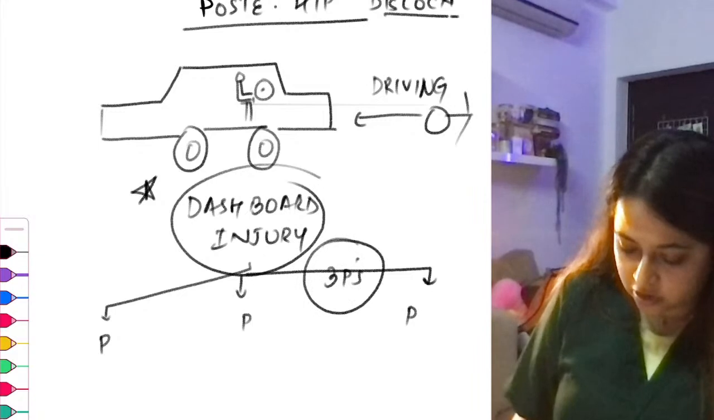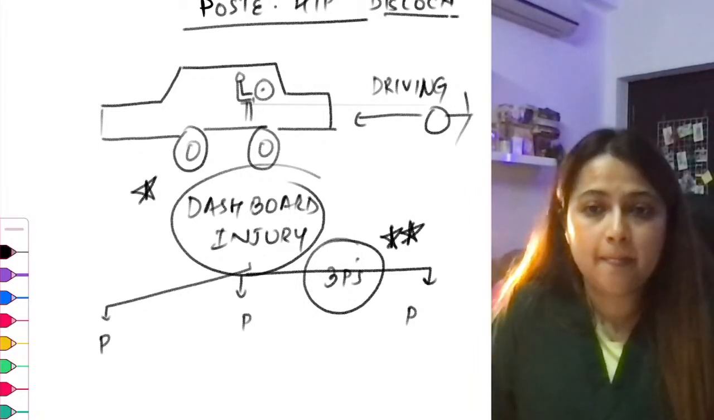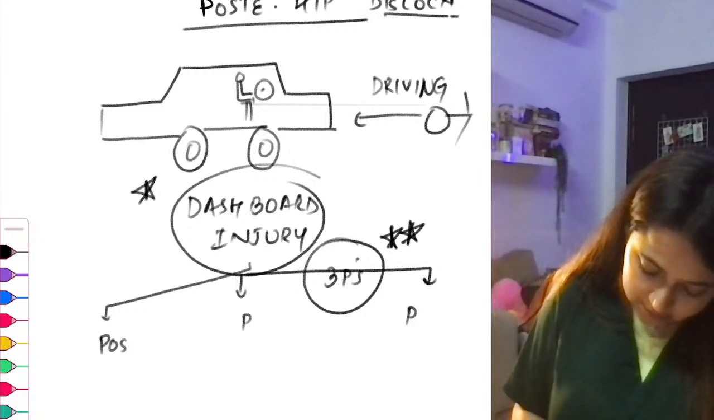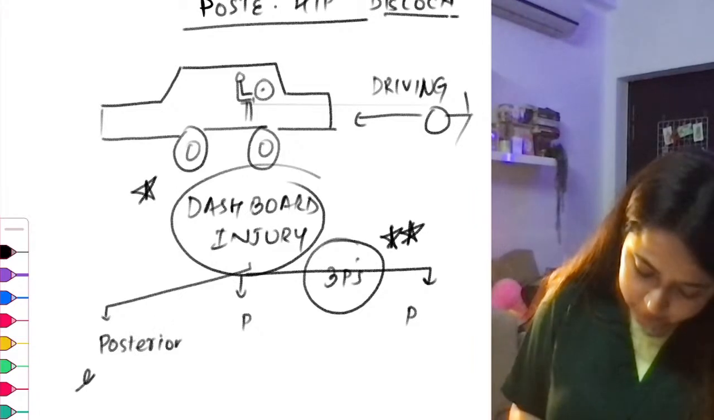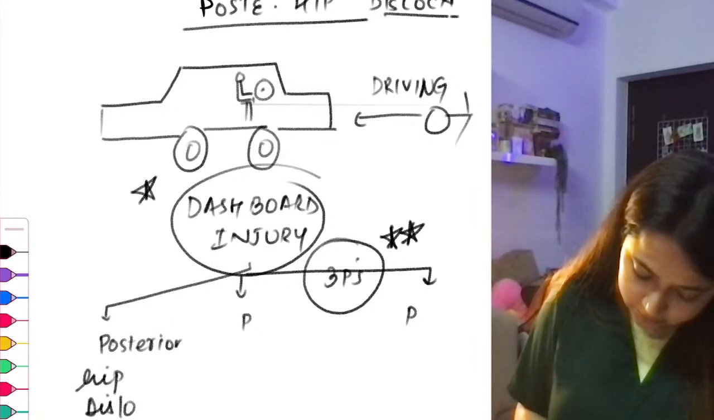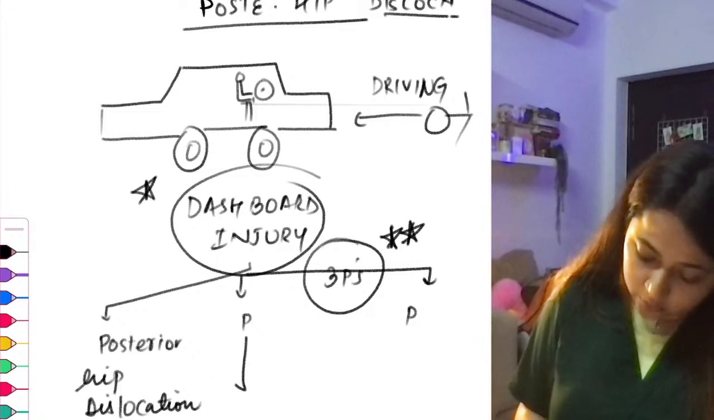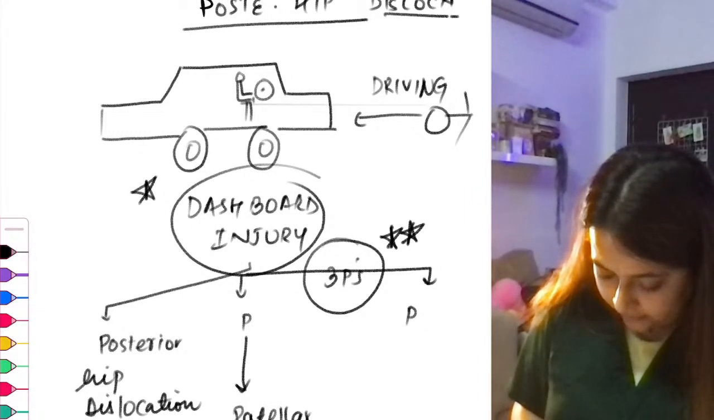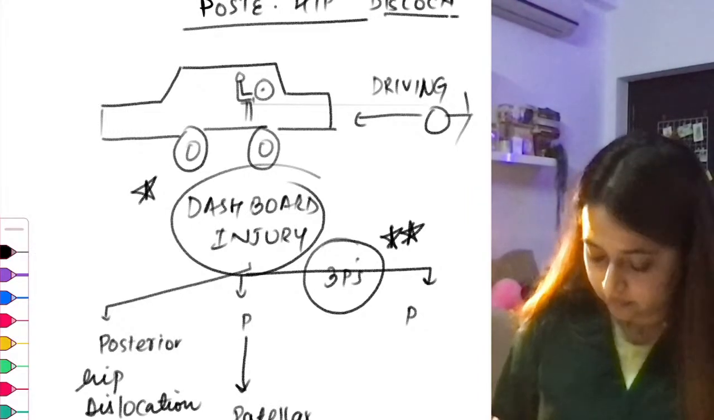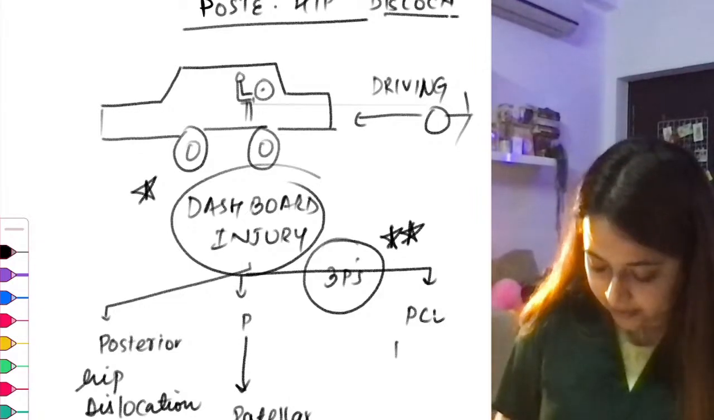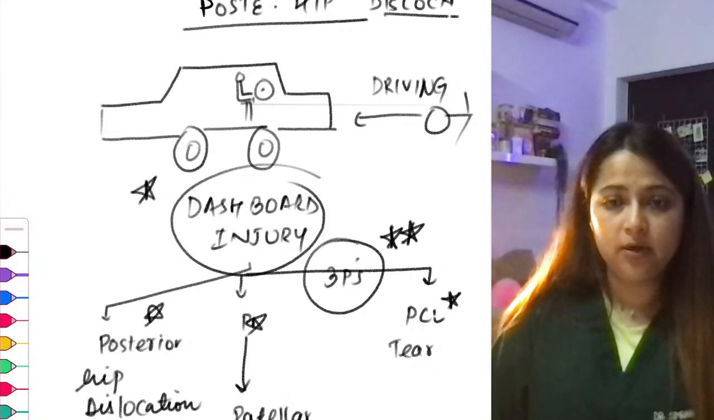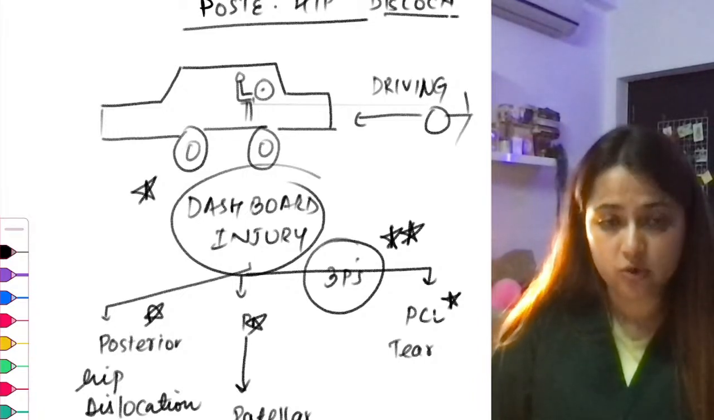All right. Now, dashboard injury, you have to remember three P's. What are the three P's of dashboard injury? Number one, posterior hip dislocation. Number two, patellar fracture. Number three, PCL, posterior cruciate ligament tear. Okay, so posterior hip dislocation, patellar fracture, and PCL tear. These are the three types of structures that are getting damaged in dashboard injury.